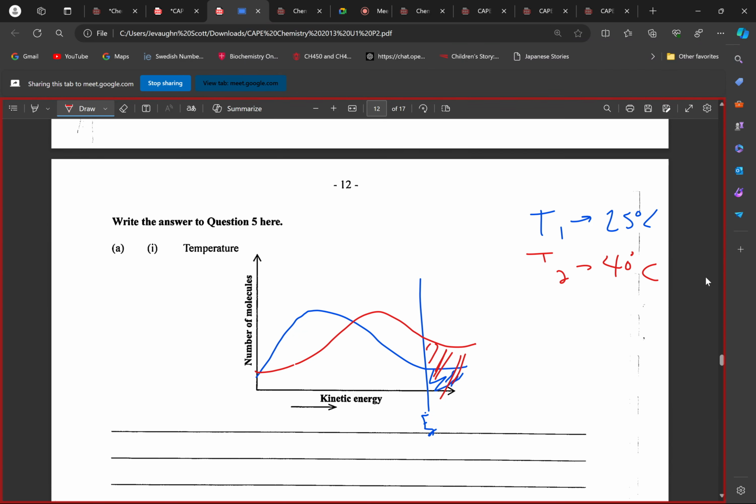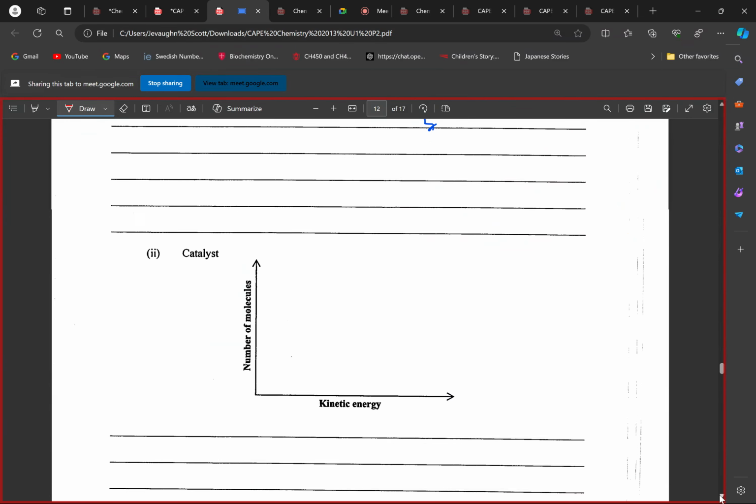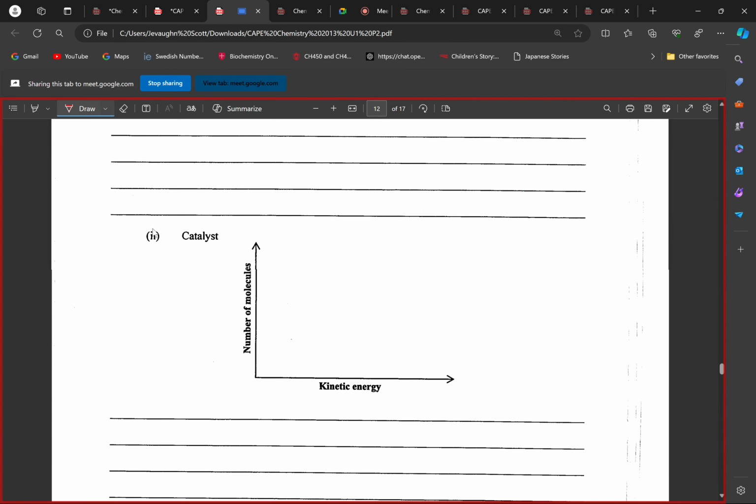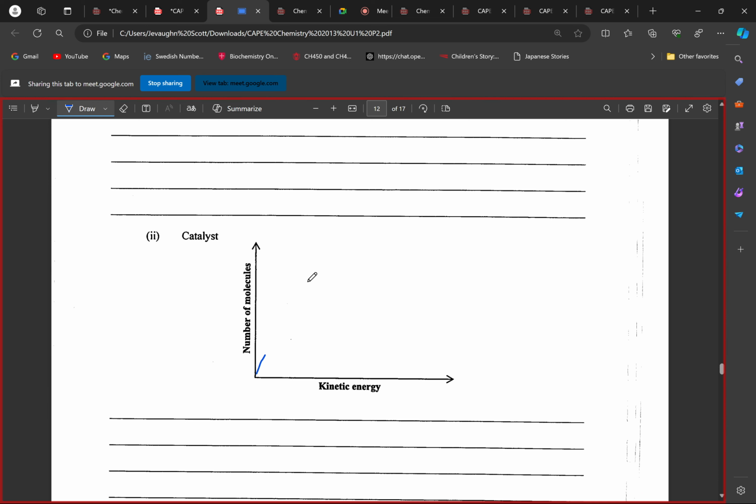If you're okay with the information here, you can drop a 1 in the chat, or you can tell me that everything is fine, and if everything is not fine, ask a question. So this is how temperature looks. With a catalyst now, we know the temperature is not changing. Lovely. So the temperature now, it's not changing. So let's look at this.